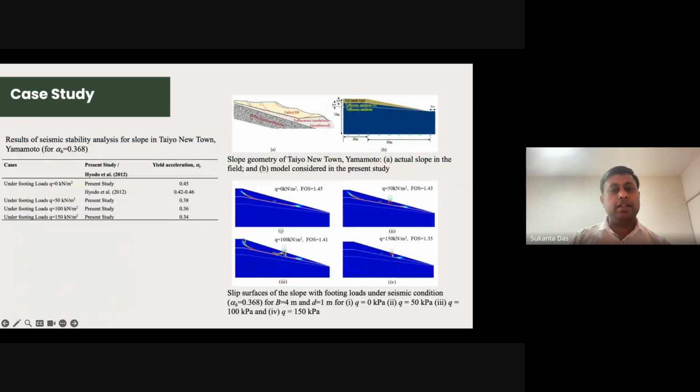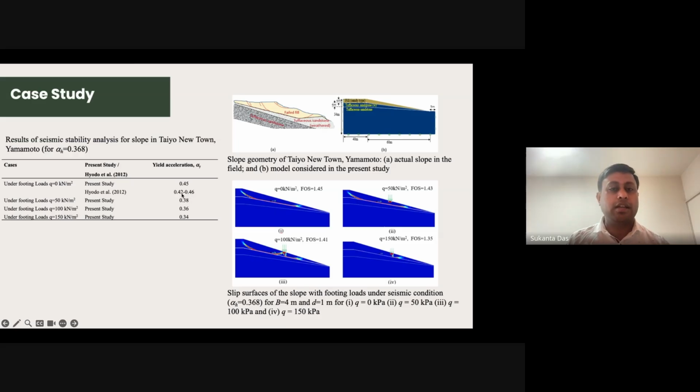So what I did, I first tried to validate what they have done. Haido et al. in 2012, under footing load 0. That means they have not considered the footing load, and I am not considering the footing load either, just to compare their study and our study. So, whatever Haido et al. have done.